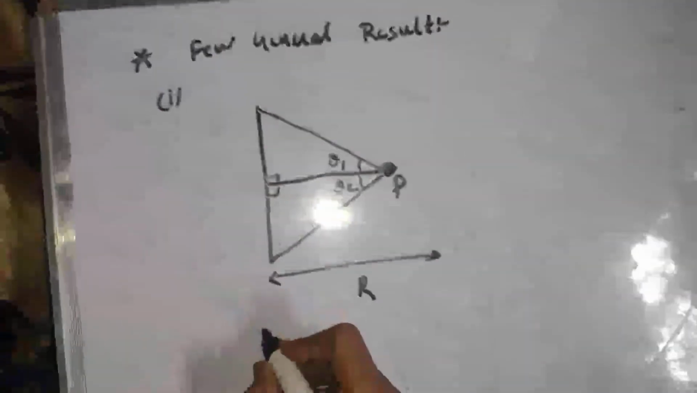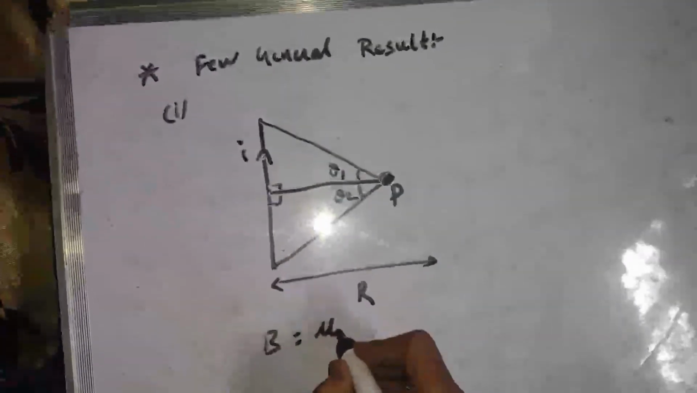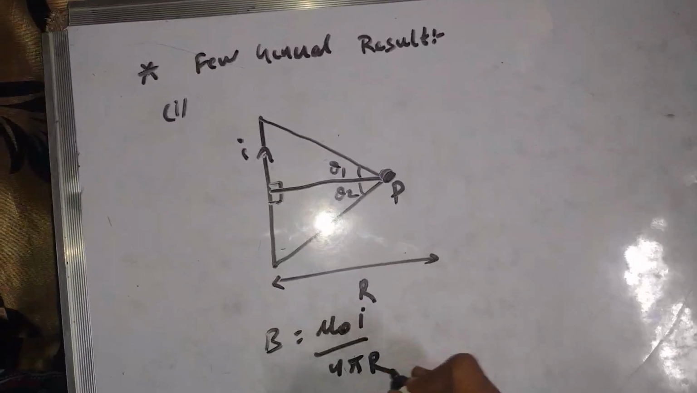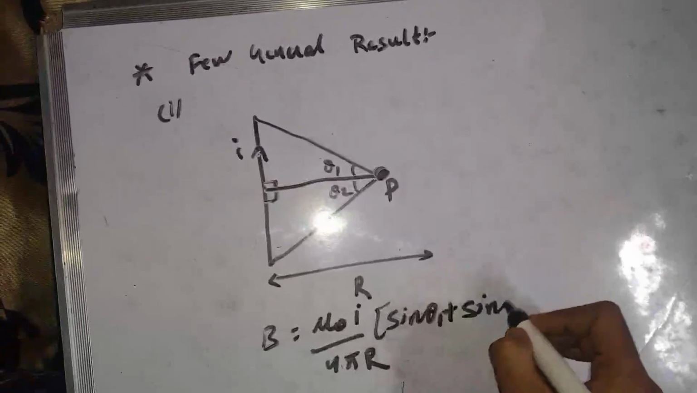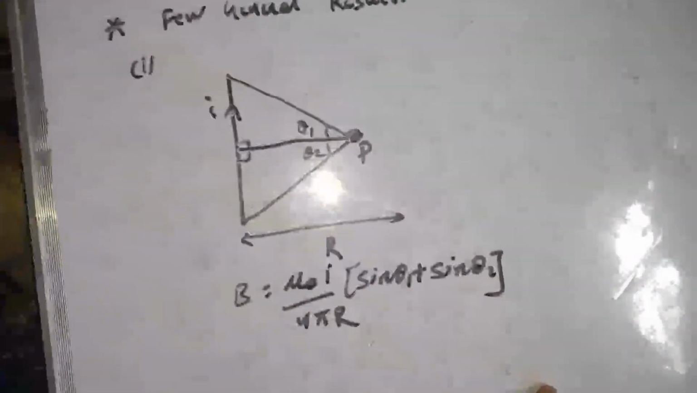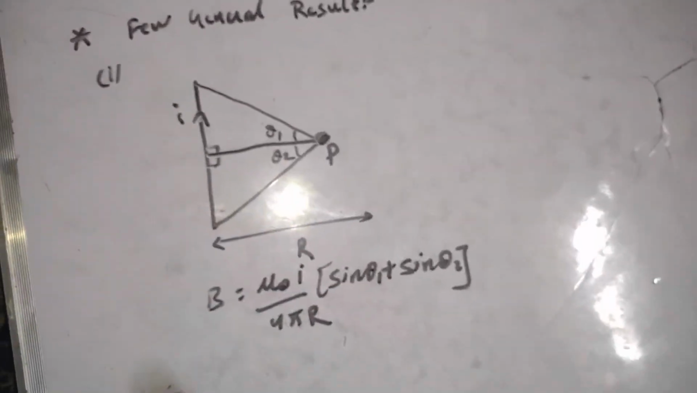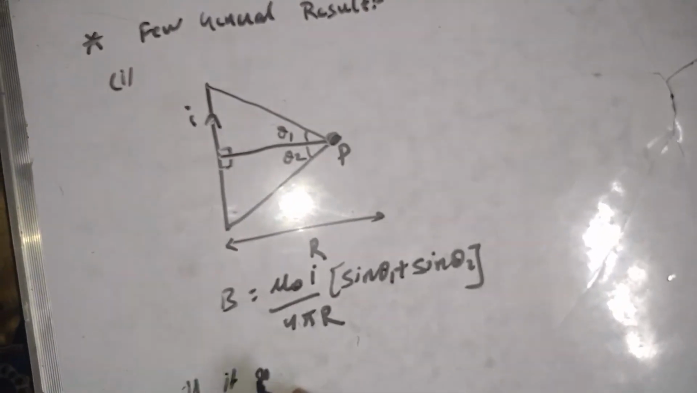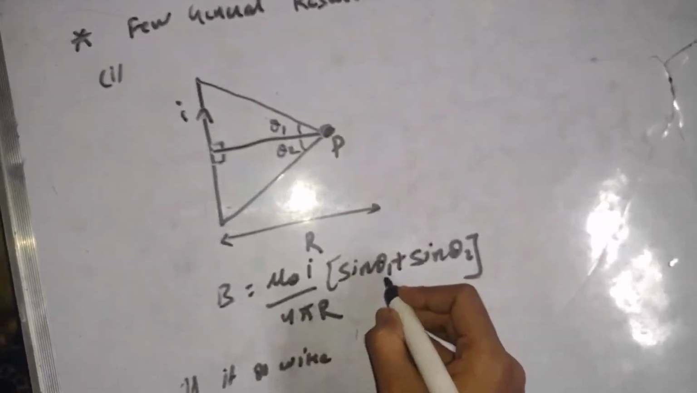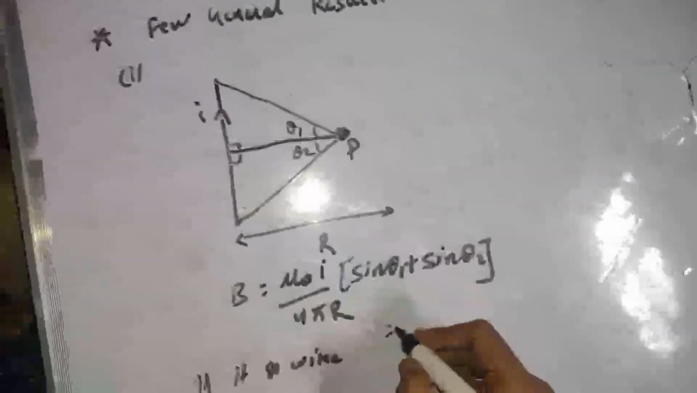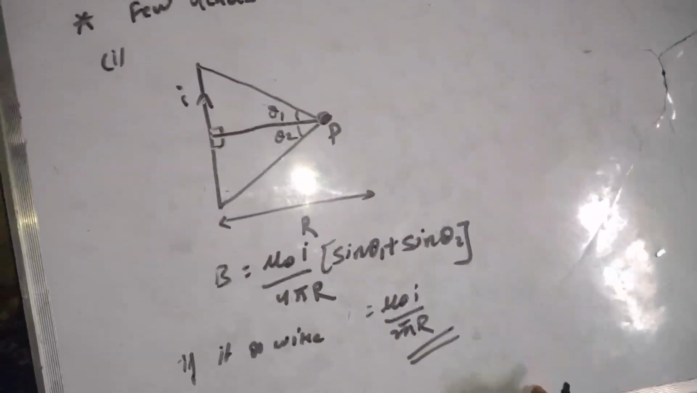Then the magnetic field at point P, if this carries current I, would be mu naught I upon 4 pi r, the distance, into sine theta 1 plus sine theta 2. That would be the magnetic field. And the special case is that if it is an infinite wire, then theta 1 and theta 2 will become 90 degrees, and this will become mu naught I upon 2 pi r. Okay, so that's a general result.